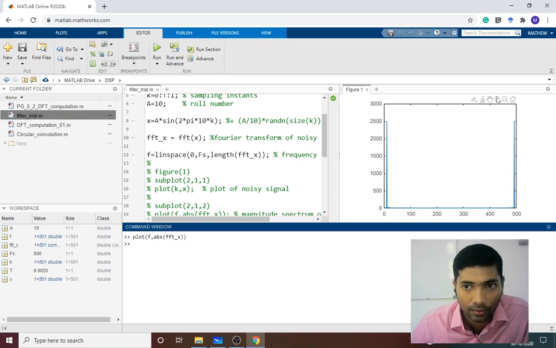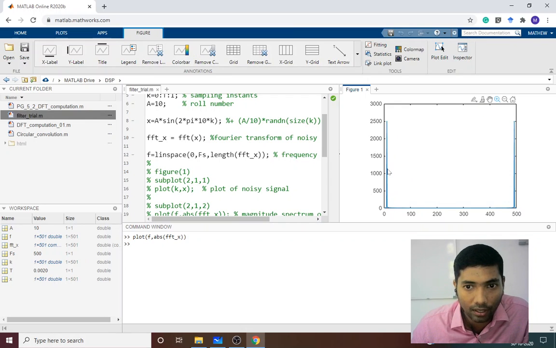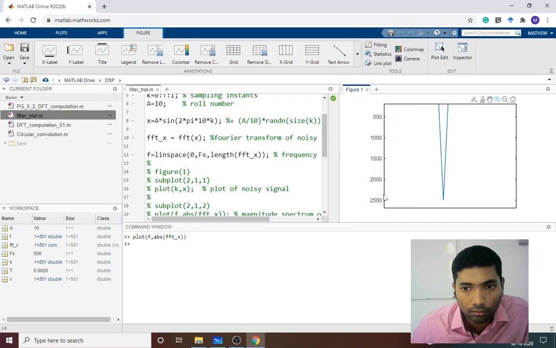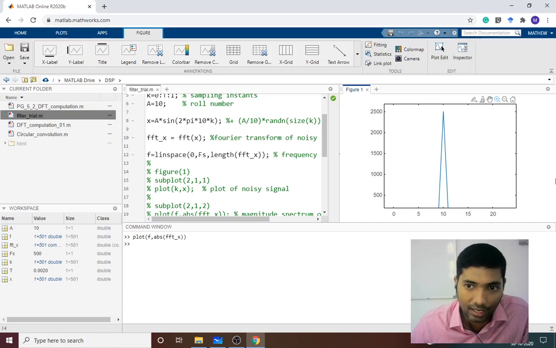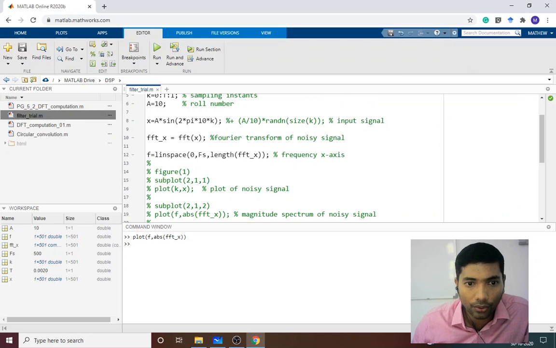If you zoom in, let me try to zoom a little bit here. Okay, I'll try to zoom it further. You can see that this spike is happening at 10 hertz. Similarly, the second spike is happening at 10 hertz from the end, so that will be at 490. You can refer to the textbooks for the reason for that behavior. So this command will give the frequency spectrum.